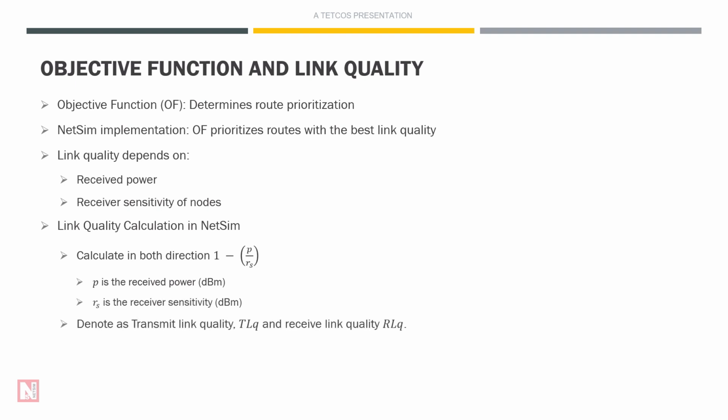These calculations give us two values. Transmit link quality for the forward direction. Receive link quality for the reverse direction. Finally, the overall link quality is computed as the average of these two. Link quality equals the sum of transmit link quality and receive link quality divided by 2. This final value is what the objective function uses to choose the most reliable path towards the root.